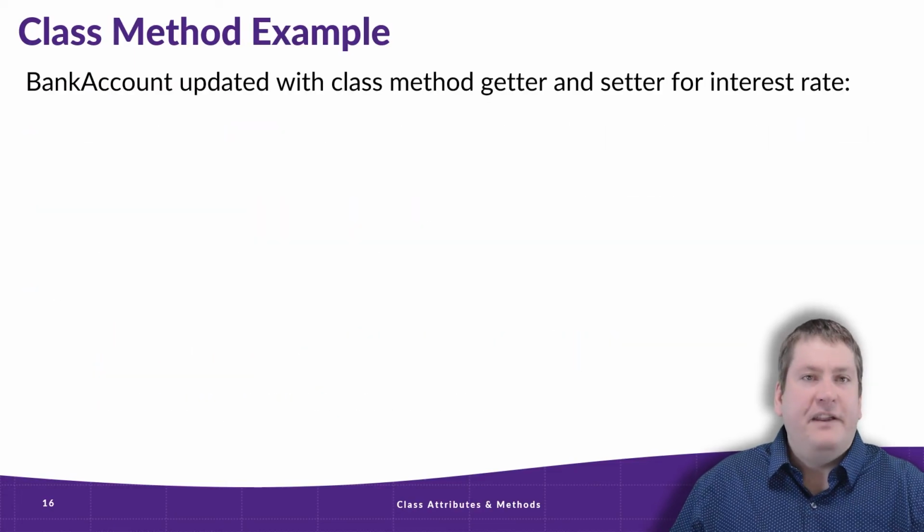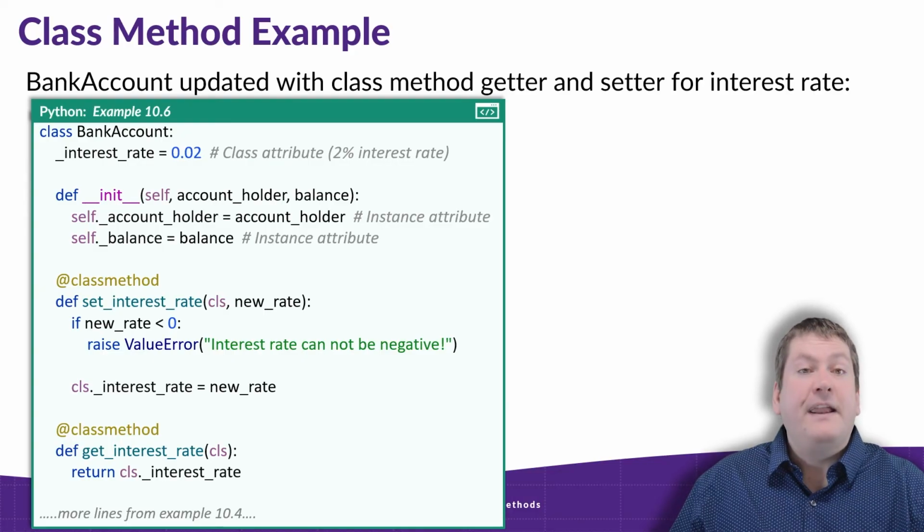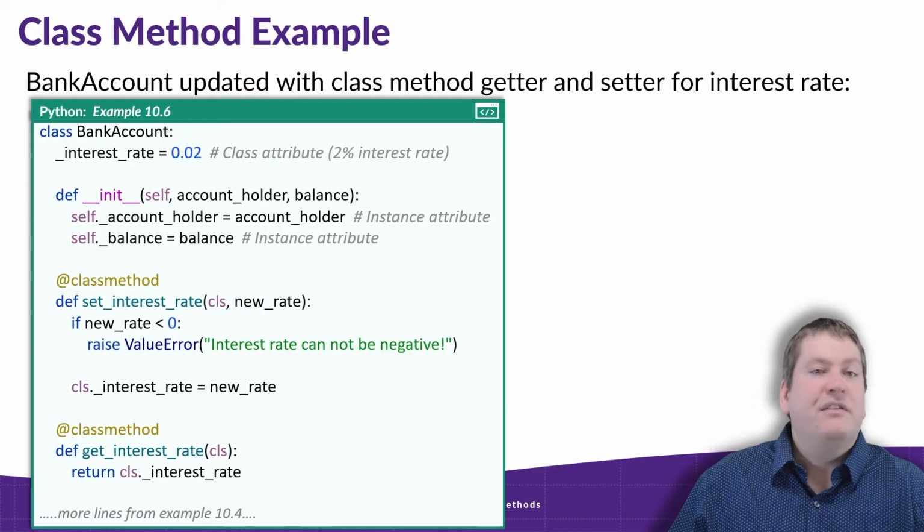Let's take a look at an example. And again, we're going back to that BankAccount class. Here we've updated the BankAccount class with some getters and setters for interest rate. And because this is a class attribute, we're going to use class methods to do this.